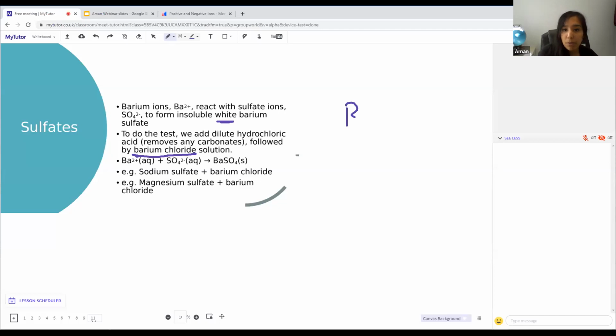And that's because the barium ions in the barium chloride, so barium is 2+, so BaCl2, like so, because chloride is minus, barium is 2+. So we need 2 chloride ions for every 1 barium ion. So BaCl2, the barium ions will react with the sulfate ions to produce barium sulfate. That's what's here. We've got our barium ions reacting with sulfate ions to produce barium sulfate. And if that barium sulfate is produced, it's a solid and we get a white precipitate.